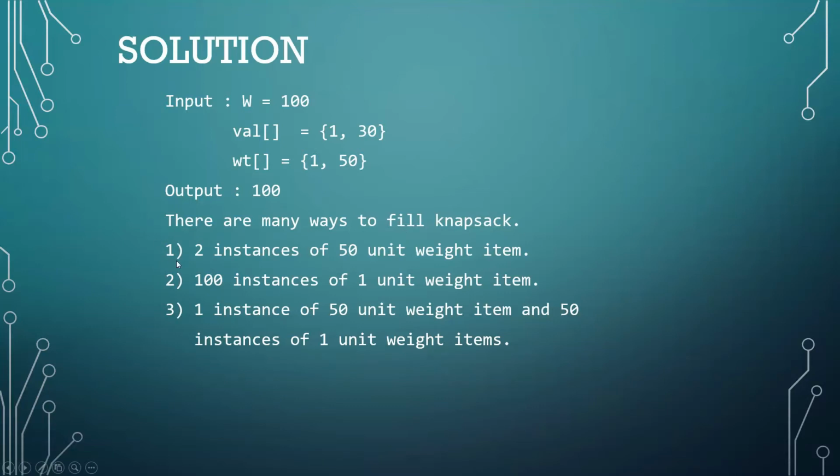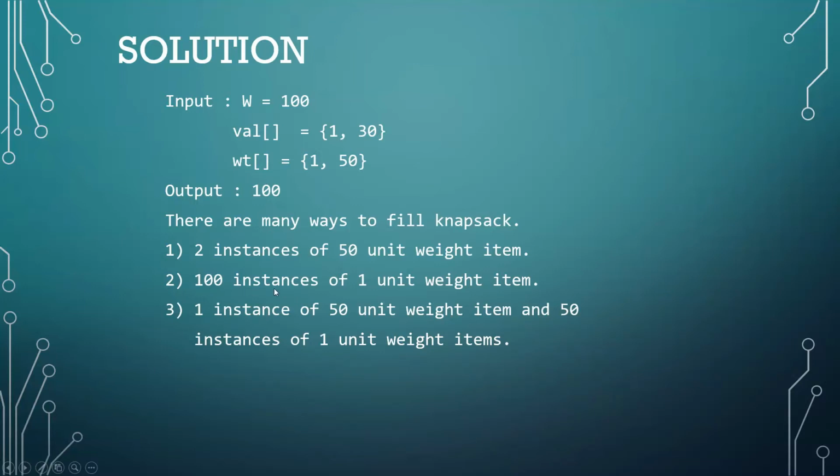So let us look at the first method. The first method says 2 instances of the 50 unit weight item. Since your weight limit is 100, you can take 2 of these. So 2 into 50, obviously 100, so you can take 2 of the second item. For the second item you can see the value is 30. So if you take 2 of 50, the total value comes to 2 into 30, 60.